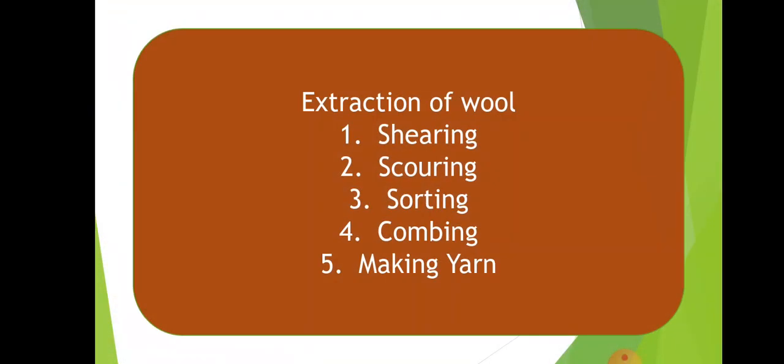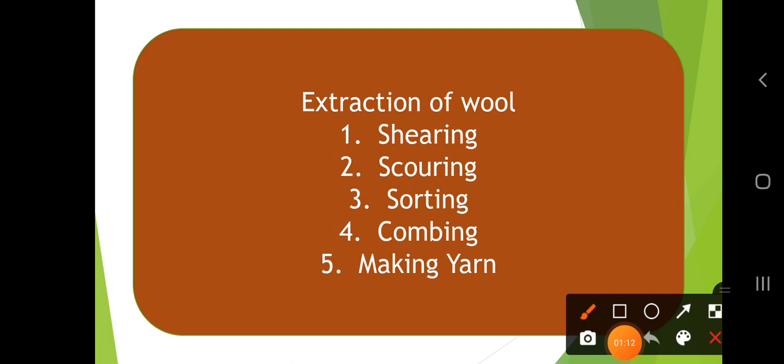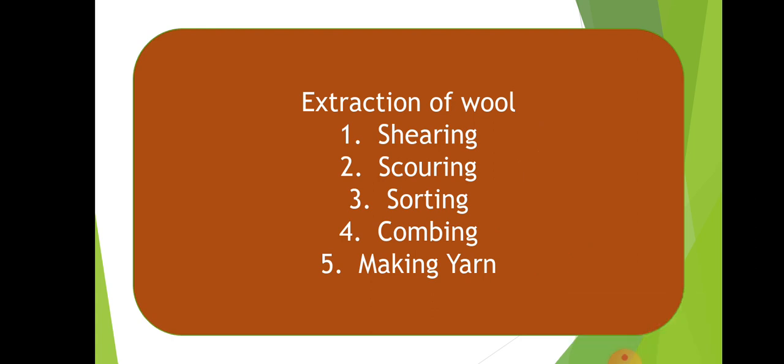Dear students, when we talk about the extraction of wool, it contains totally 5 steps. What are those 5 steps? Shearing, scouring, sorting, combing, and making yarn. So how many steps are there? Totally 5 steps are there: shearing, scouring, sorting, combing, and making yarn. Let us discuss the extraction of wool one by one.